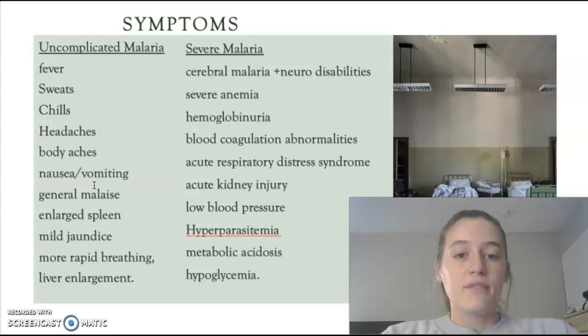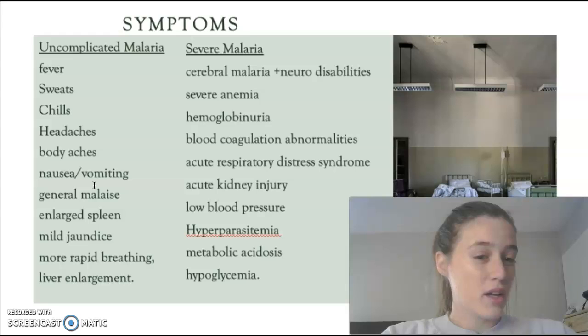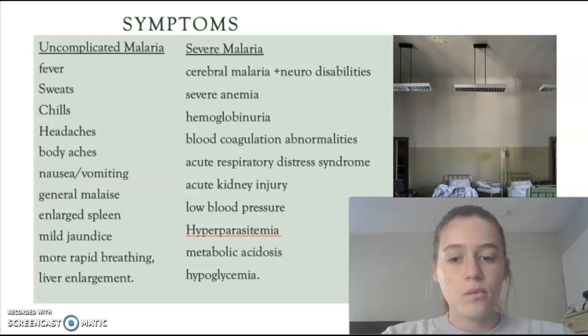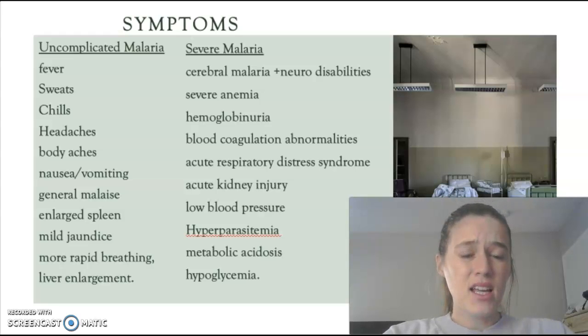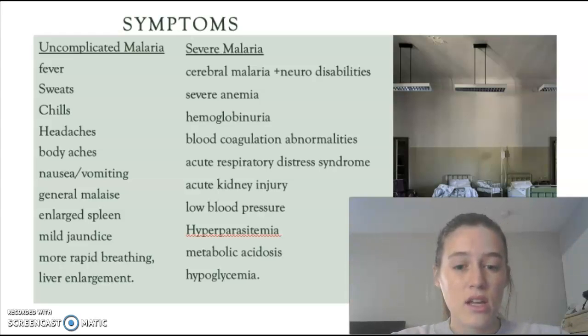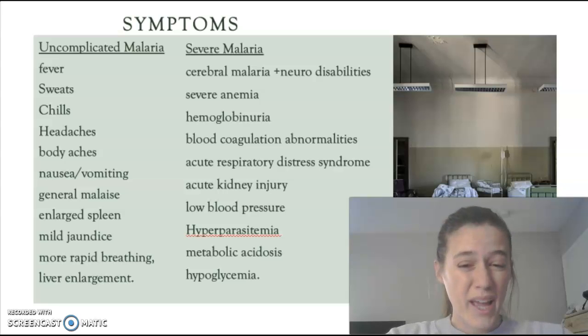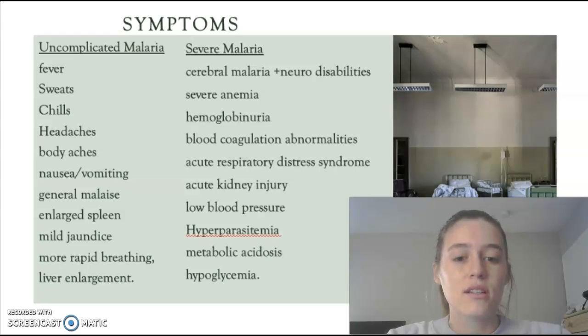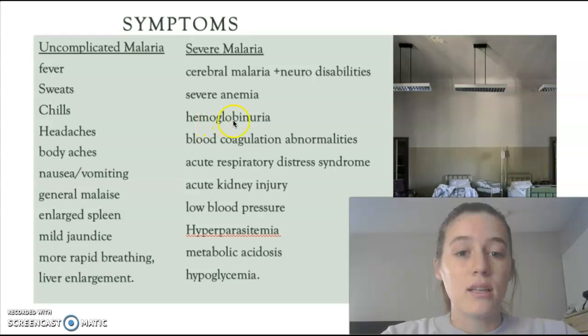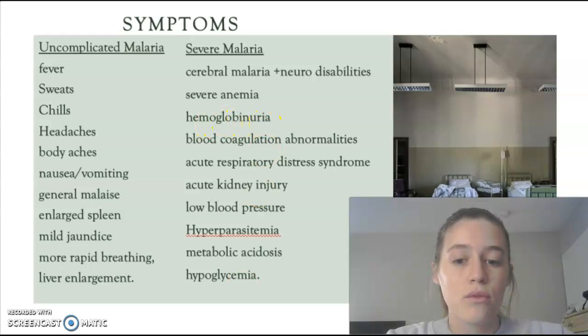So if somebody had organ failure or blood metabolism abnormalities, then they could develop severe malaria. So that comes with symptoms such as cerebral malaria, which comes with a realm of neuro disabilities. So that could include abnormal behavior, impairment of consciousness, seizures, stuff like comas, and other neurological abnormalities. Also, it can present with severe anemia and hemoglobinuria. Both of those are a result of hemolysis, which is a destruction of your red blood cells.